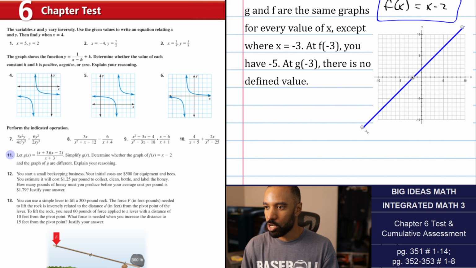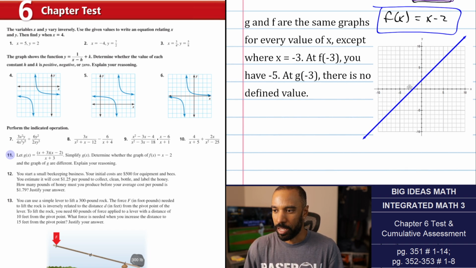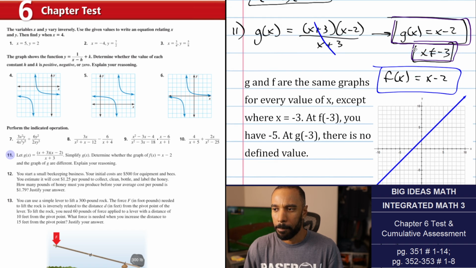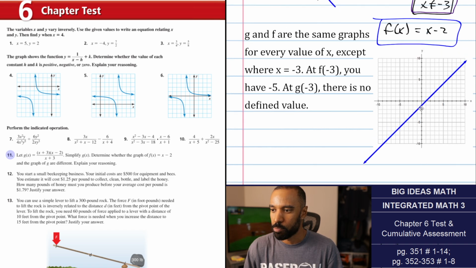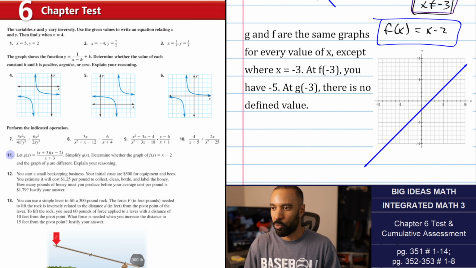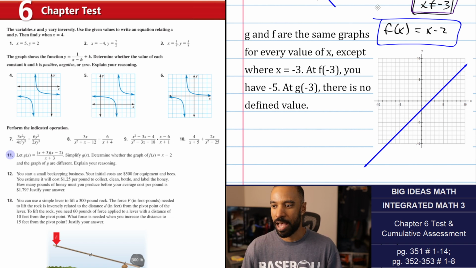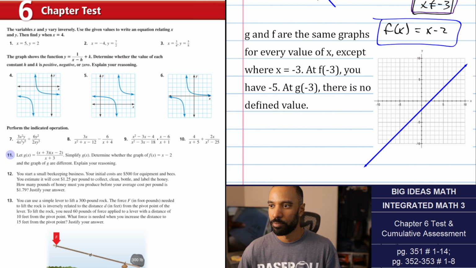So here's our graph, right? Our graph looks like this, y equals x minus 2, which is great. Now, at negative 3, wait a second, I must have messed something up. Oh, x minus 2. Okay. At negative 3 for f, you would have this point, negative 5. Boom. The g equation is a little different, though. For g, you don't have a value there. Instead, you actually just have this big gaping hole.